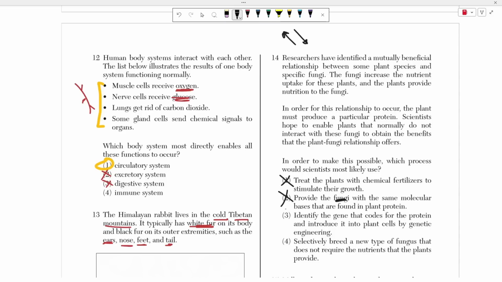3, identify the gene that codes for the protein and introduce it into plant cells by genetic engineering. This is true, right? These mushrooms, these fungi, have some sort of protein that they emit. If they're producing a protein, it has to be within their genetic blueprint. The DNA is this blueprint that allows certain parts of the fungi to make more or less of itself, right? So in this case, we want to copy that blueprint directly from that fungi and implant it into the blueprint of the plant so that the plant can read that blueprint and produce those proteins on its own.